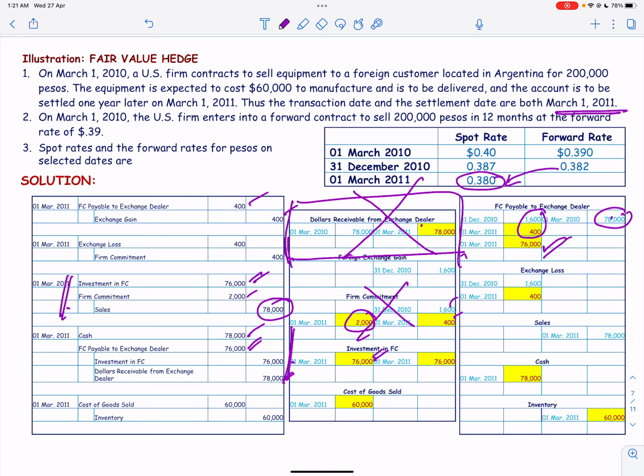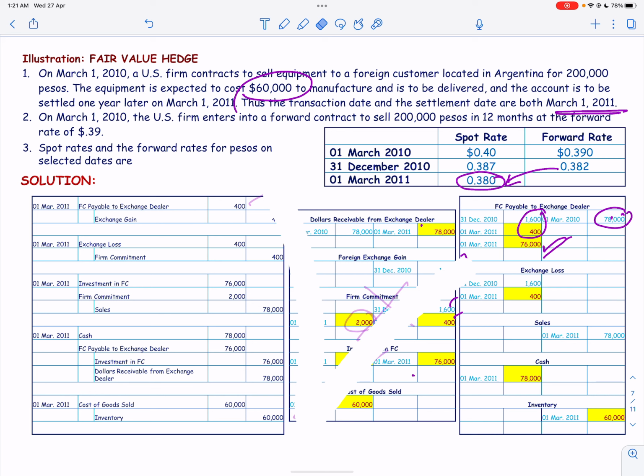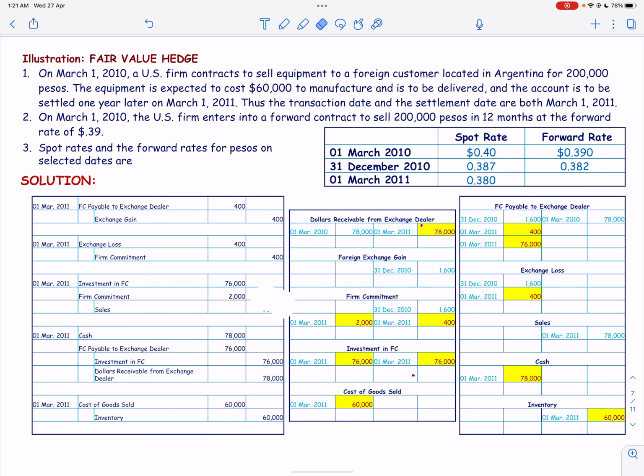Finally, we are going to record the cost of goods sold, that was 60,000. So cost of goods sold is debit and inventory is credit. Now the effect of these transactions on the firm's profitability is, you see the sales is for 78,000, and the cost of goods sold is 60, so the gross profit is 18,000. So the forward contract permitted the US firm to lock its expected profit of 18,000 on the sales contract.